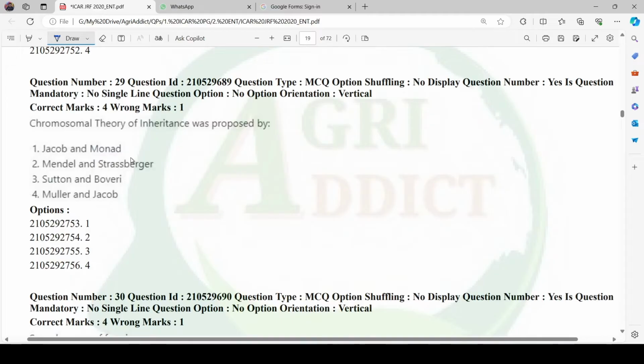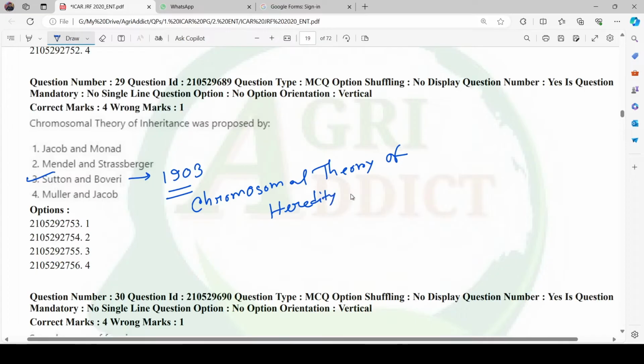Next question is, chromosomal theory of inheritance was given by whom? It was given by Sutton and Boveri in 1903. Okay. And another important question from this, like chromosomal theory of heredity. It was by Morgan. So it's some sort of confusing, inheritance and heredity. So just remember, inheritance by Sutton Boveri and heredity by T. H. Morgan.